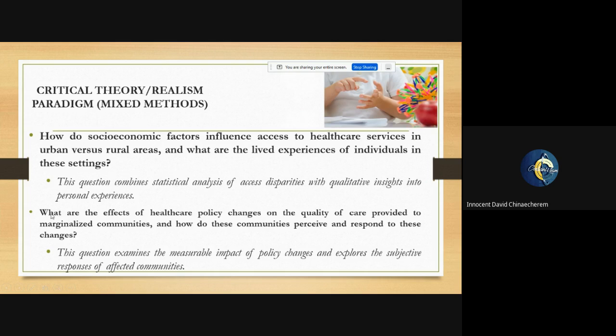So now go and look at another. What are the effects of healthcare policy changes on quality of care? Effect, impact, and influence, right? So the measurable impact of policy change is what? Quantitative. And how do communities perceive and respond to it? So it's going to be qualitative. So this is going to be a mixed method approach because it contains both quantitative and qualitative research questions.